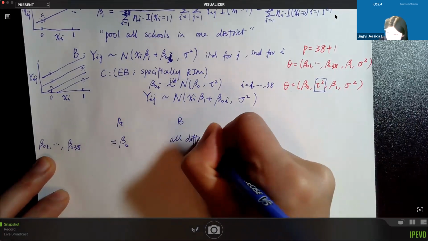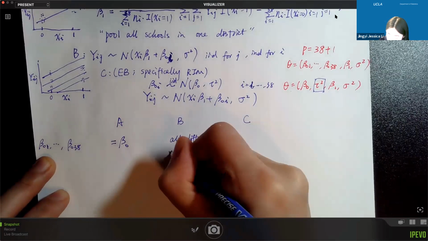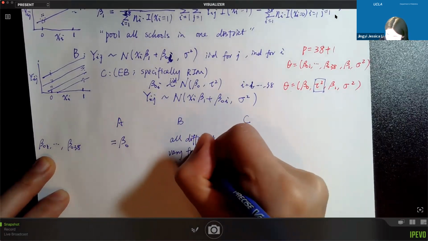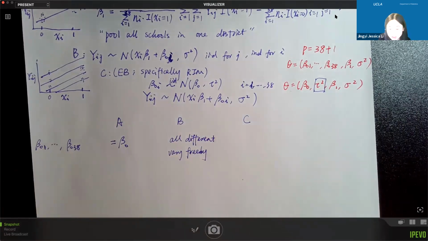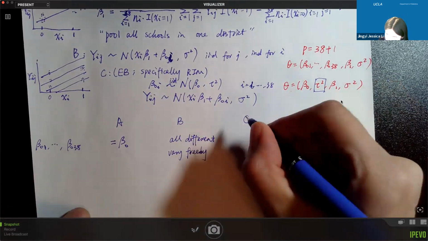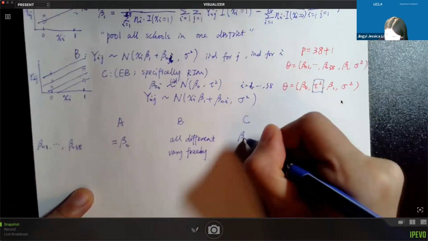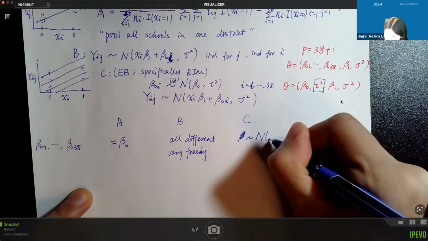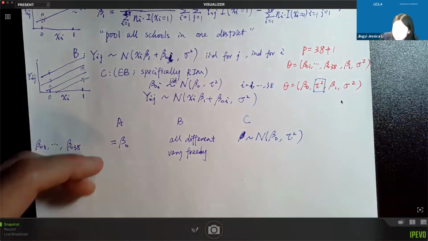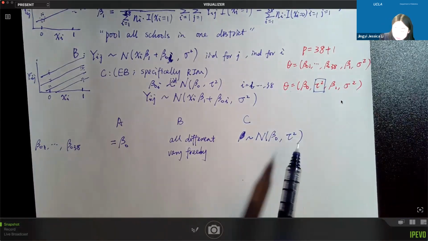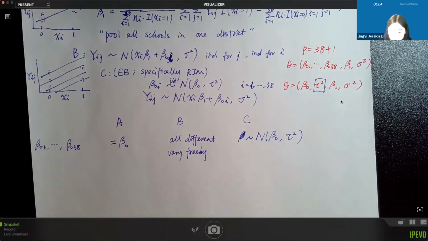So they can all vary freely. And under model C, we still allow them to be different, but we add a constraint by requiring that they follow a distribution. So this is what we do in model C. By adding this constraint, we introduce an additional parameter, tau square, to be known.